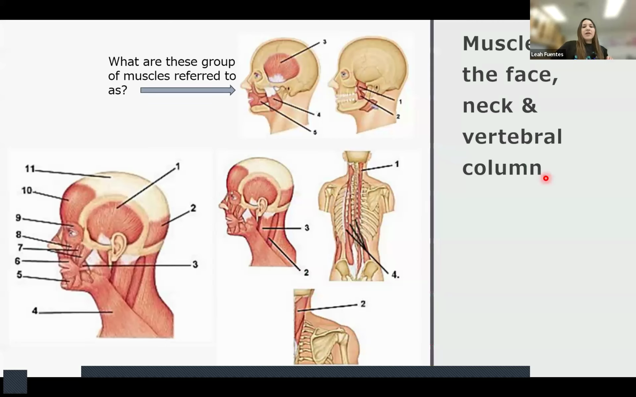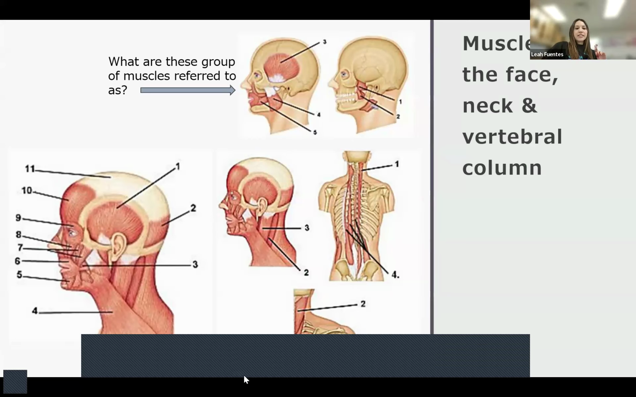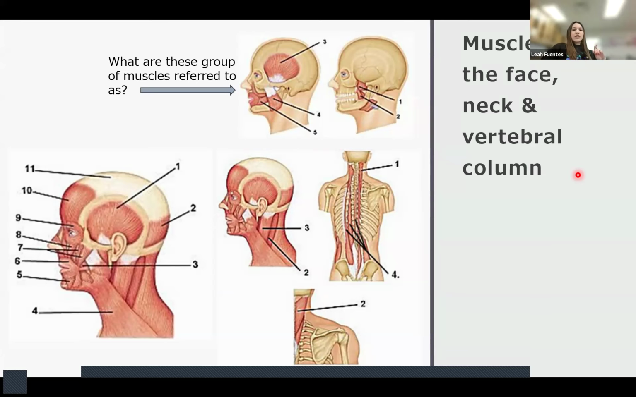Okay, here we go. So now we're going to get into naming the muscles. So we have muscles of the face, neck, and vertebral column. Let's start with this one up here. The named muscles of this specific image are referred to as the muscles of blank. Does anybody know what they are? Mastication, yeah. So this specific image represents the muscles of mastication, or the chewing muscles.